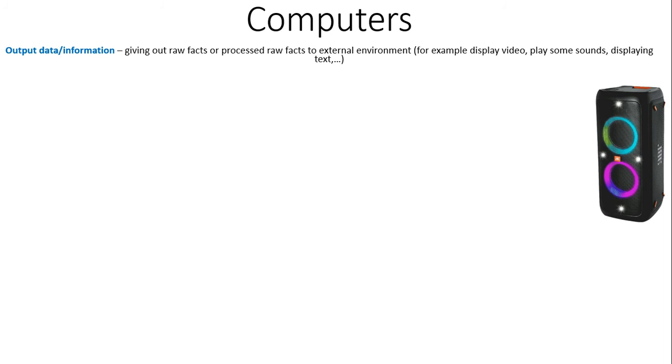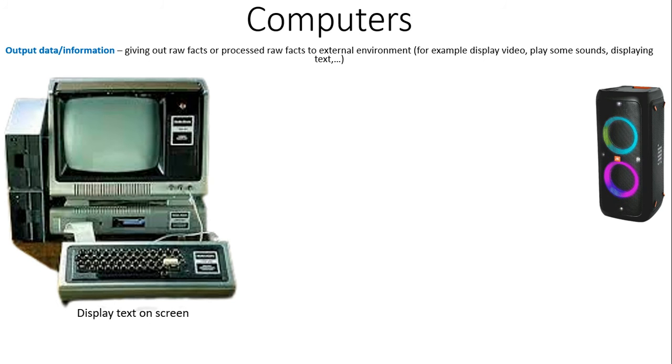Outputting is now giving out data from the computer. So if we give the computer sound, it can also give us sound, for example using a speaker. So in English, outputting data or information is giving out raw facts or processed raw facts to the external environment. For example, displaying video. When we see a video, the computer is outputting a video to us. Or displaying music, or we are outputting sound from the computer. Displaying text is outputting text on a computer screen. So displaying text on screen, for example displaying 1, that's outputting.